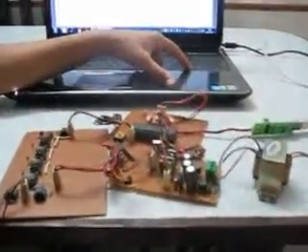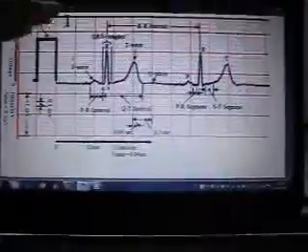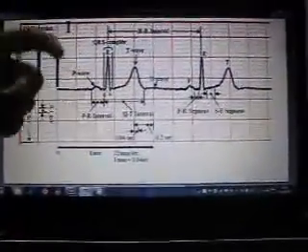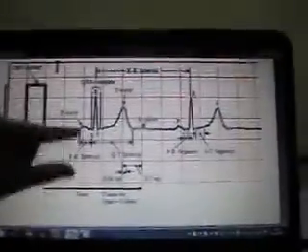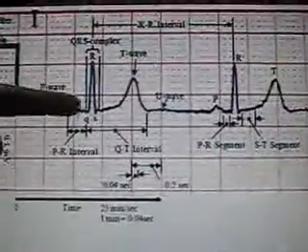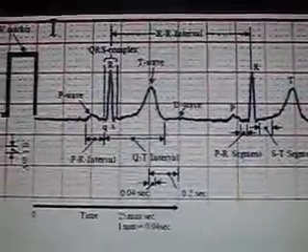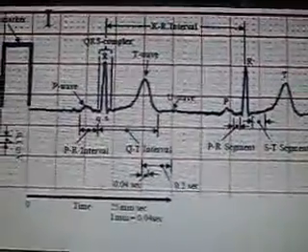first we have to understand the PQRST waveform. This is the general PQRST waveform of a normal patient. This portion is called the P wave. This is the QRS complex. This is the T wave, and this is the U wave. In a normal patient, generally the U wave is negligible.